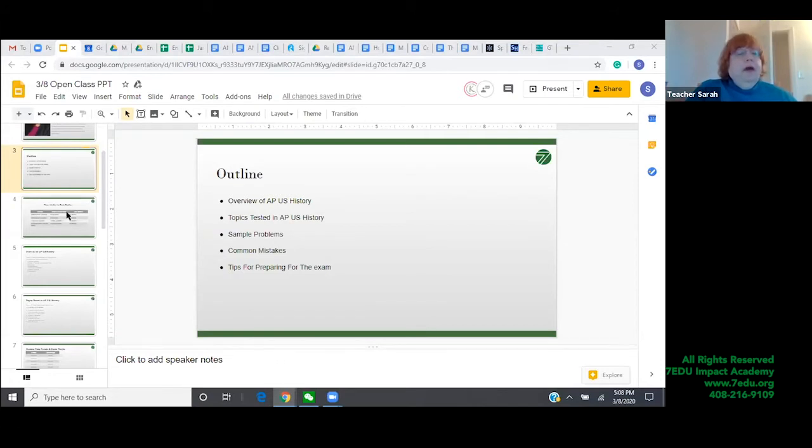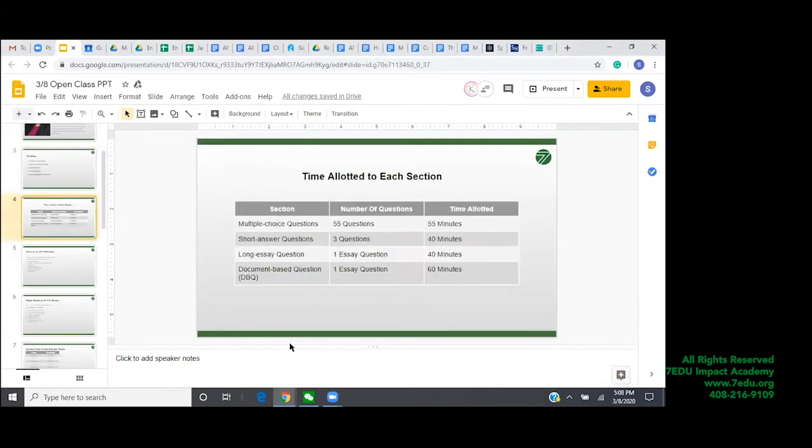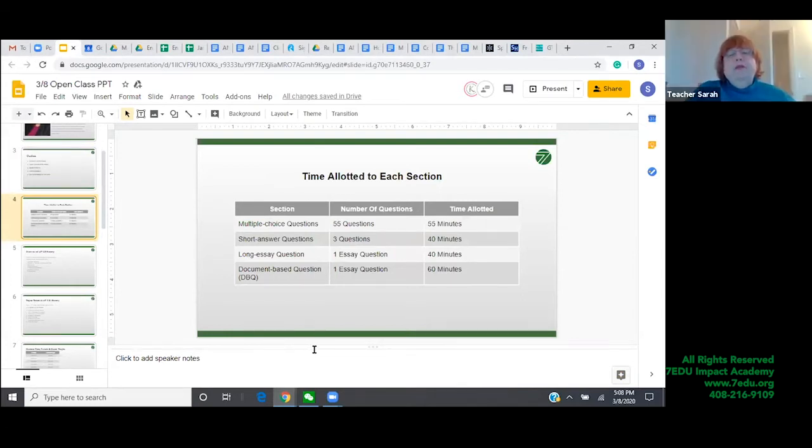So when it comes to the APUSH, it has a variety of questions. You'll have multiple choice questions. There's 55 of those. You're given 55 minutes. You have short answer questions. There's 3 of those, and you're given 40 minutes. You have a long essay question. Now there's 3 to choose from, but you only have to do 1, and you're given 40 minutes.